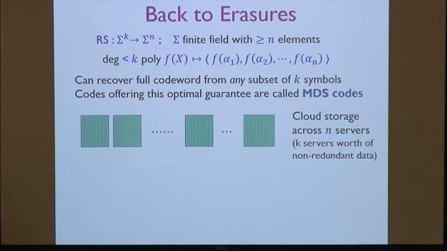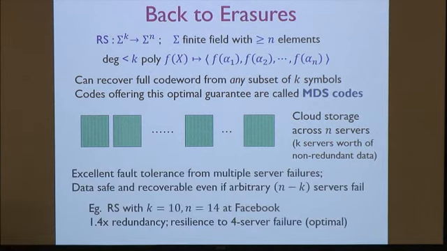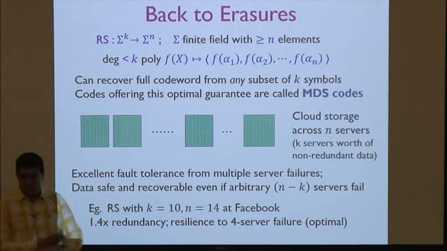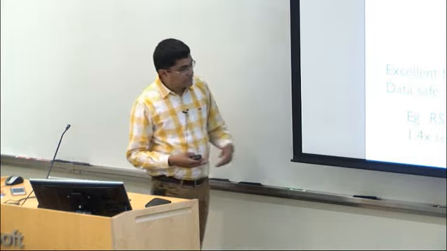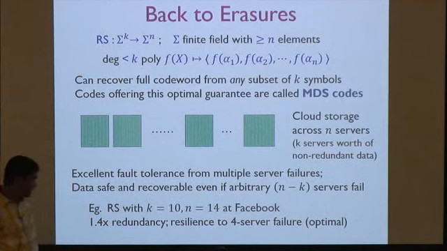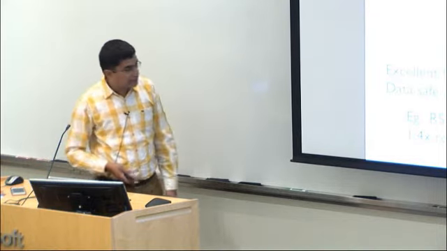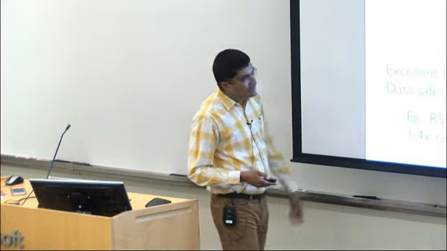And for this reason, these are very popular in storage. For example, you can use it in cloud storage, where you have k servers' worth of data. You store it redundantly across n servers. And the great thing is that n minus k of these servers could completely crash, and all your data will still be safe. For example, at Facebook, these are some parameters used. You can spread 10 symbols over 14, and you can tackle 4 server failures. Okay, all this is very classic.